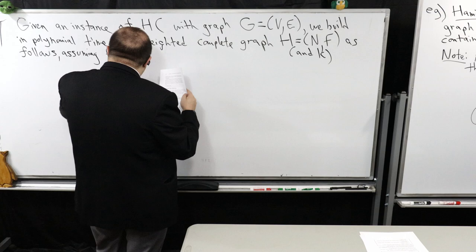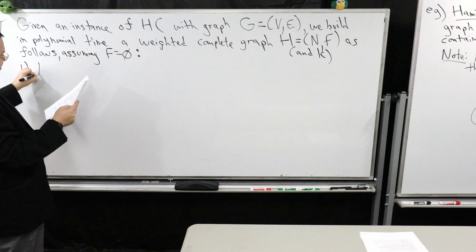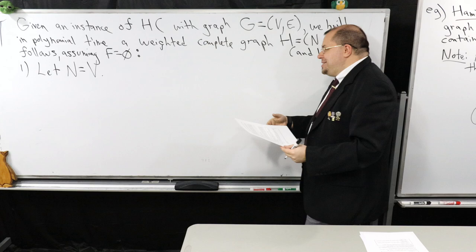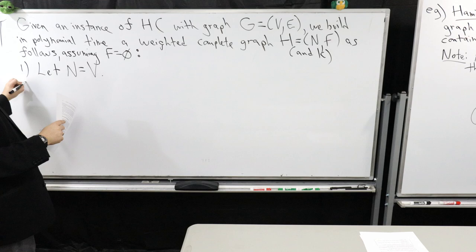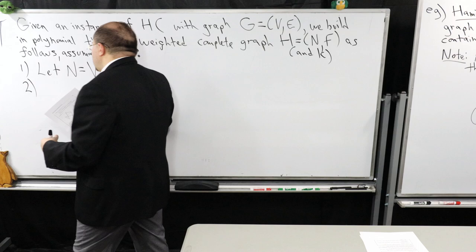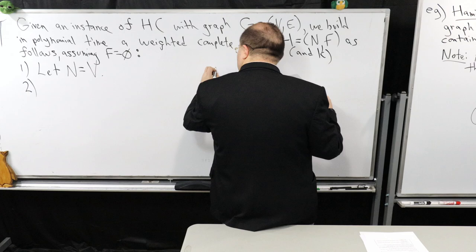So here's the first step. All you're going to do is let the set of vertices of H be equal to the same set of vertices that we had for G. You're just going to make them the same. That's the first step. It's the easiest one. And now all we're going to do is look through each one of the pairs of vertices and see if there's an edge that exists in G for it. So let me draw you a picture. I'm going to take that example I had on the board earlier.